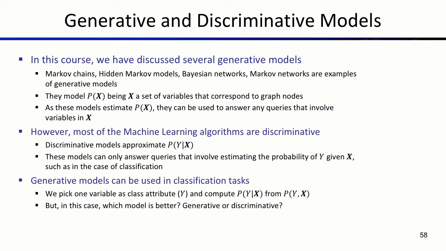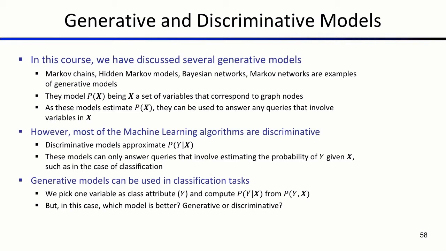So we can select one or more variables from X that are going to be the query variables. We're going to select other variables from X that are going to be the evidence, and we can pose a probabilistic query in order to check what is the probability of the query given the evidence.